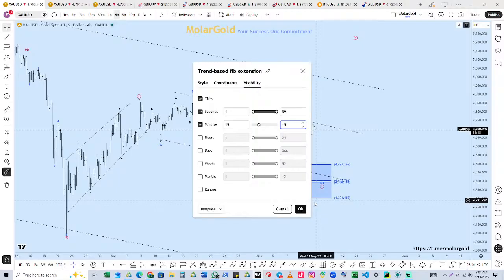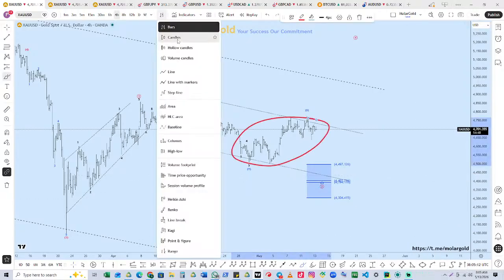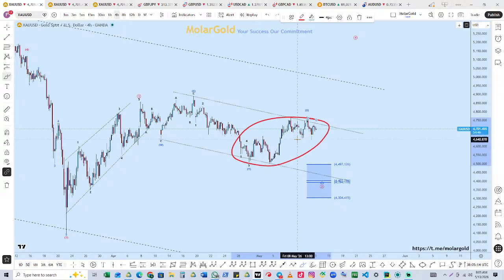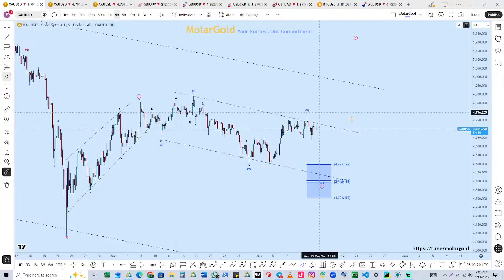So what is developing right now in the gold analysis? What is the new development? Last time I told you guys that because of this move, two things can happen.